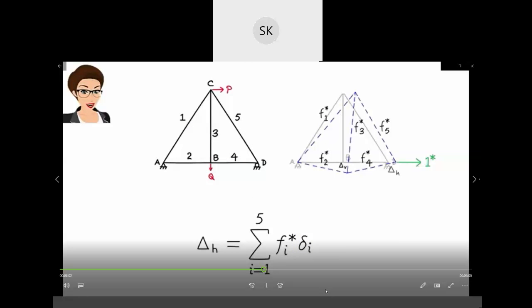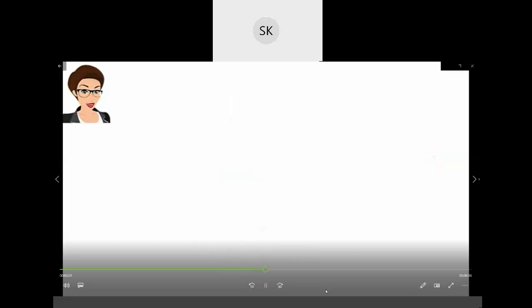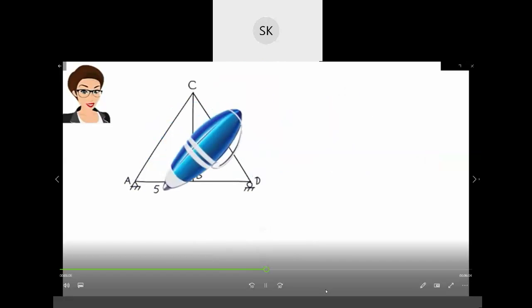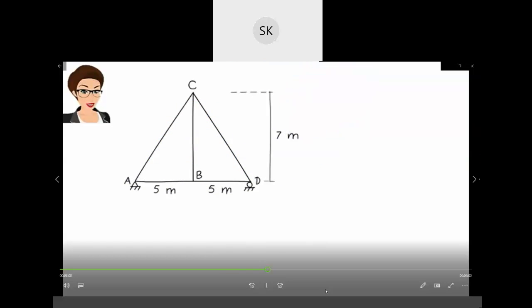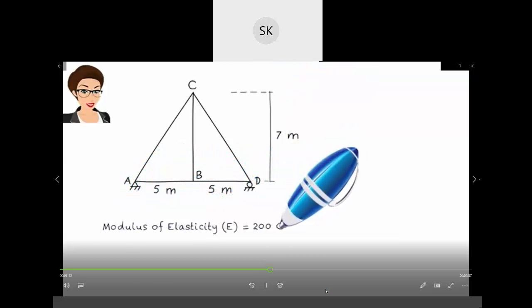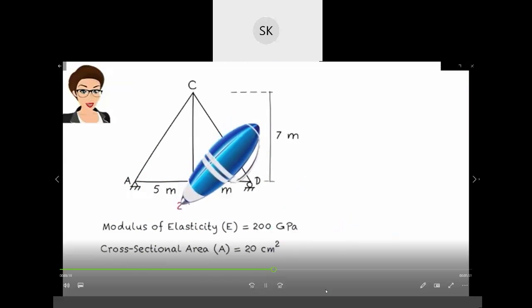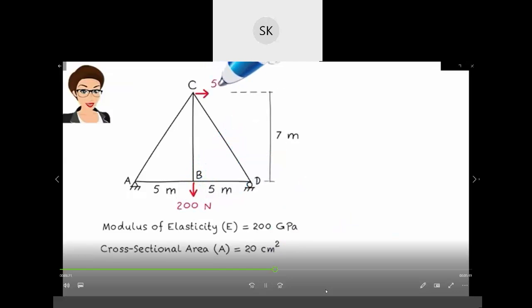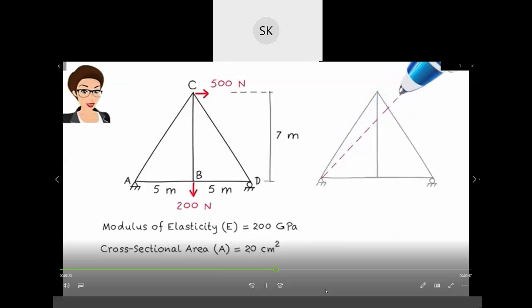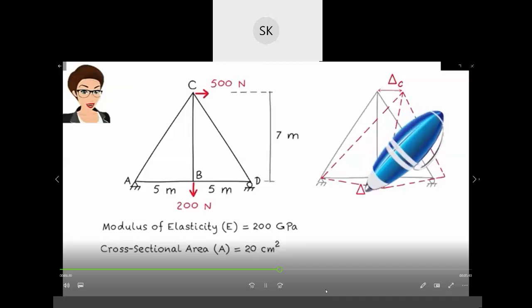Let's work through an example to better illustrate the method. Consider the following truss structure. The members are made of structural steel with a modulus of elasticity of 200 gigapascal. All the members have the same cross-sectional area, 20 square centimeters. The truss is subjected to 2 concentrated loads as shown. We wish to determine the horizontal displacement at C, vertical displacement at B, and horizontal displacement at D.